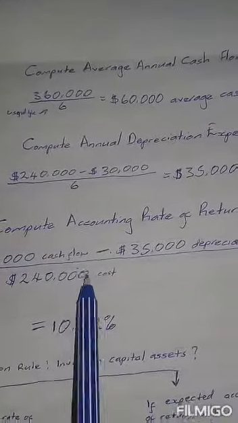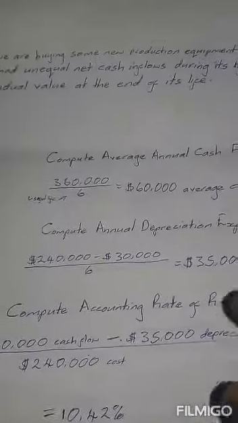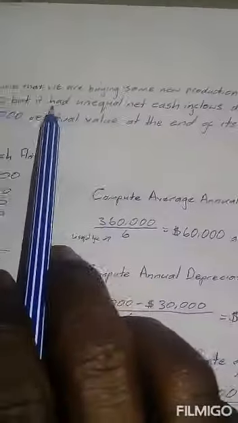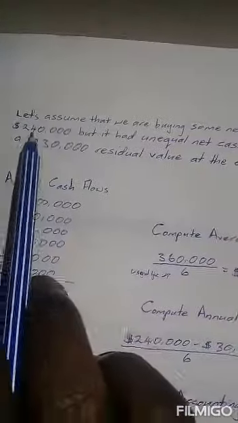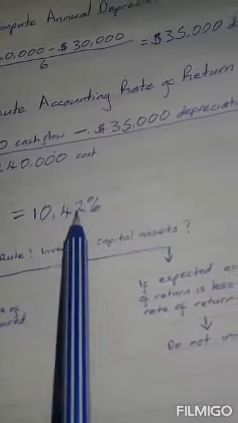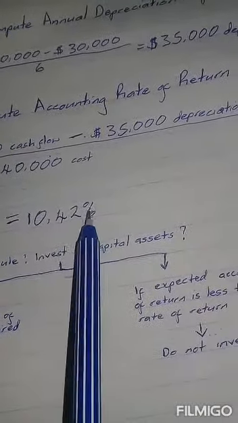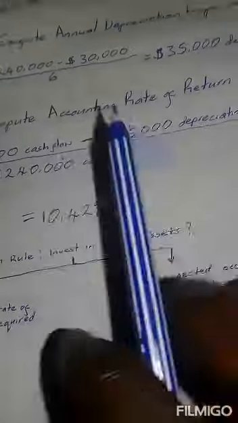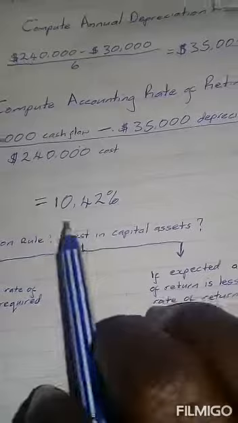240,000, which is our initial investment, that is the cost, 240,000. We get 42%. That is our accounting rate of return.